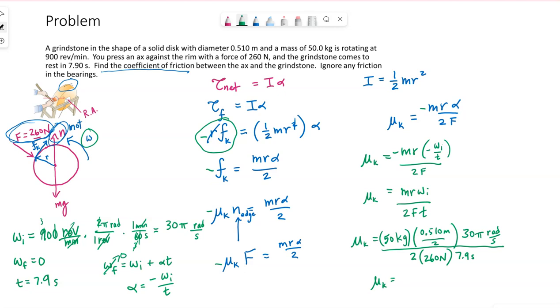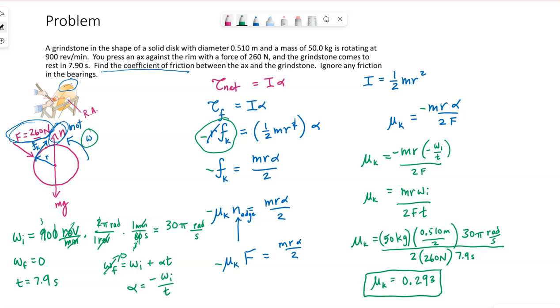So let's see what we get here. I'm getting 0.29. And if we go with the significance of all the digits given in the problem, we would have 3 sig figs. So 0.293.